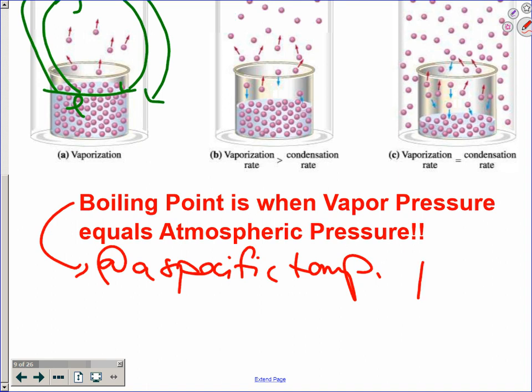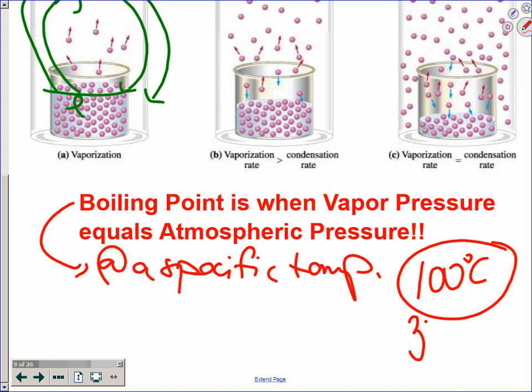100 degrees Celsius. Okay, so we're going to talk in Celsius. What is that in Kelvin? Oh, that's 373. 373 Kelvin, because what's the difference between Celsius and Kelvin? 273 Kelvin. Okay, so that's basically the definition of boiling: when the atmospheric pressure equals the vapor pressure, the definition of boiling point.